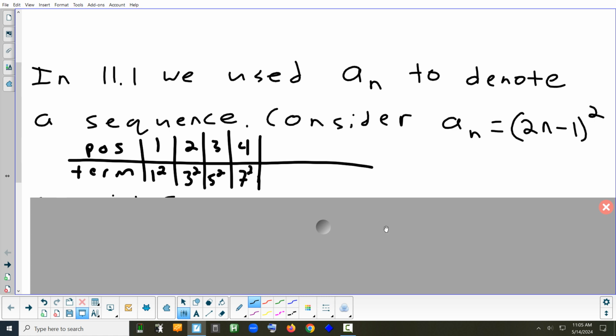Now, if we wrote these out, that's 1. What's 3 squared? 9. 5 squared? 25. And 7 squared? 49. Those are the terms. But I wanted you to see the pattern.